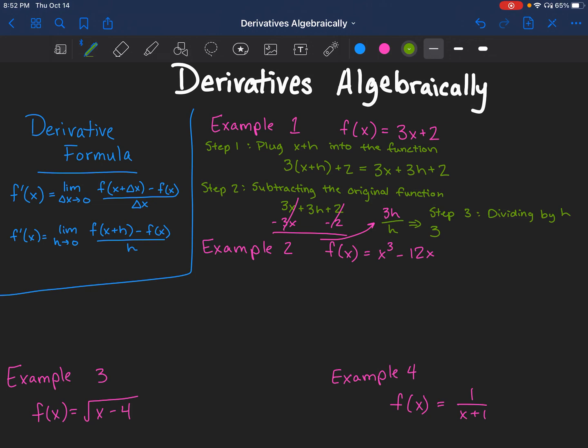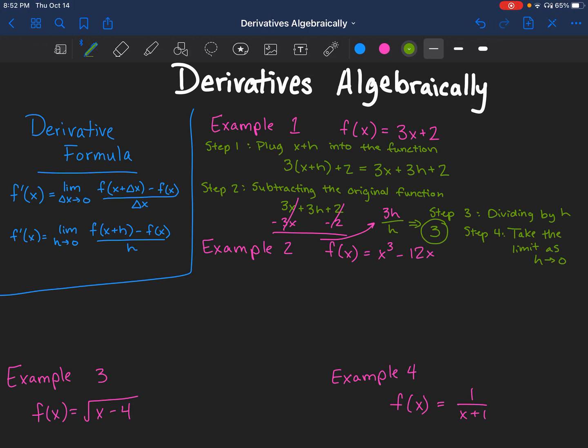Now, normally, most problems do have a step 4, which is finding the limit as h goes to 0. But in this case, I have no more h's left over, so my final answer should just be 3.